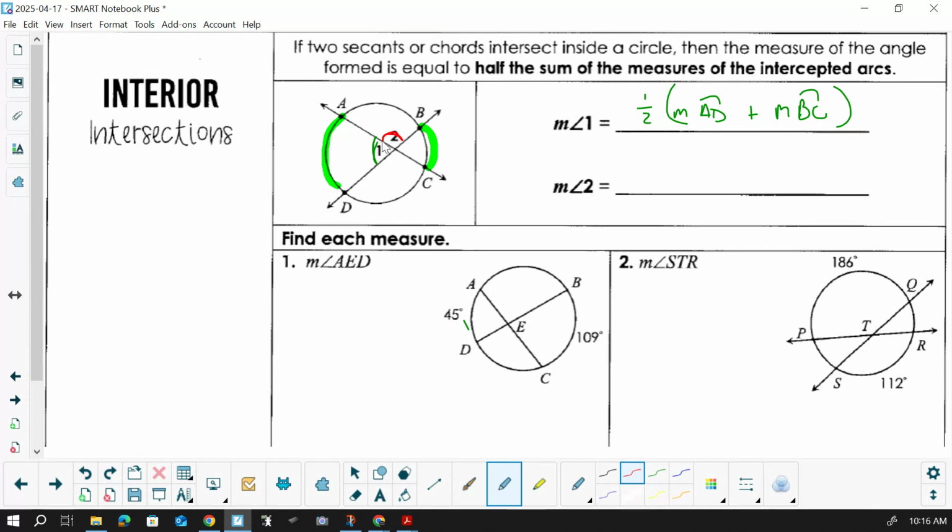This angle, angle 2, is going to be related to this arc and this arc. So for angle 2, it's going to be the measure of arc AB and the measure of arc DC, and add those together, times 1/2. That's how you're going to do those. Now we're going to do some examples.